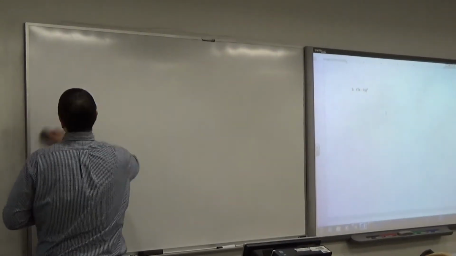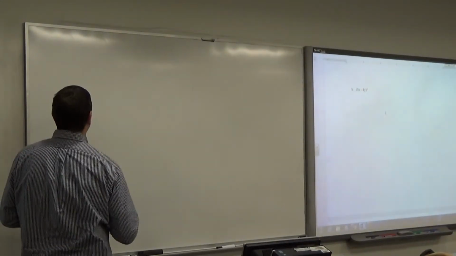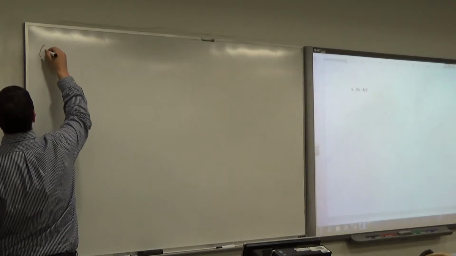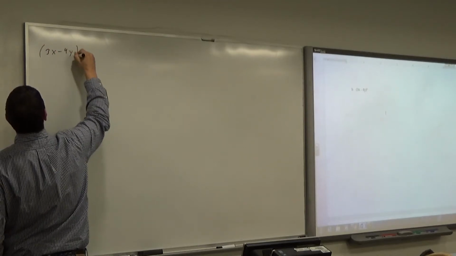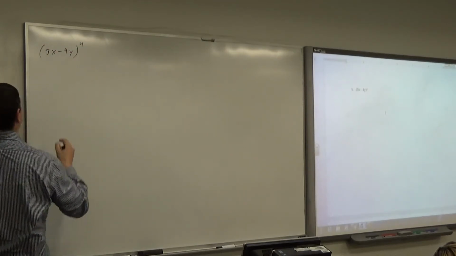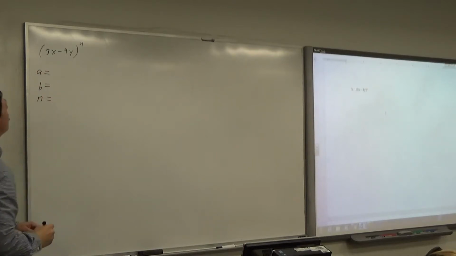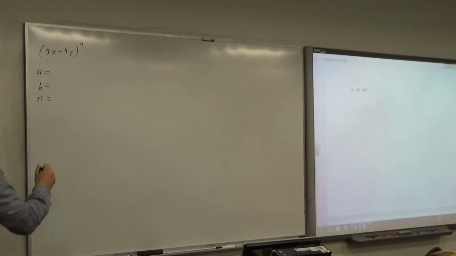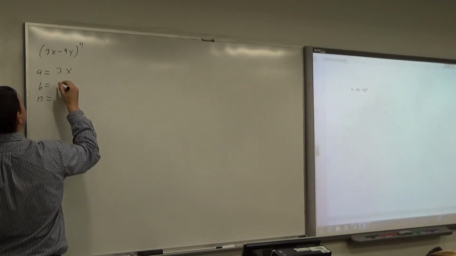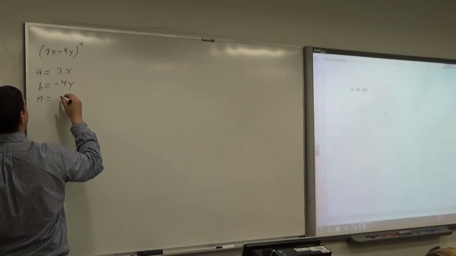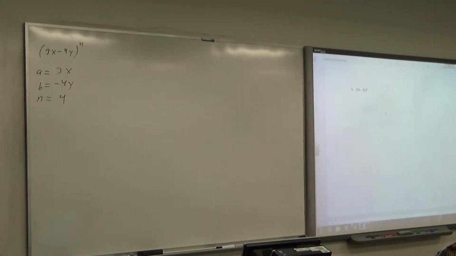All right, first thing we have to do, we have to define a, b, and n. So we have 3x minus 4y to the 4th, and we want to expand that. So what are a, b, and n for this example, guys? a is 3x, b is negative 4y, good. Nice. We can't forget about the sign, right, guys?